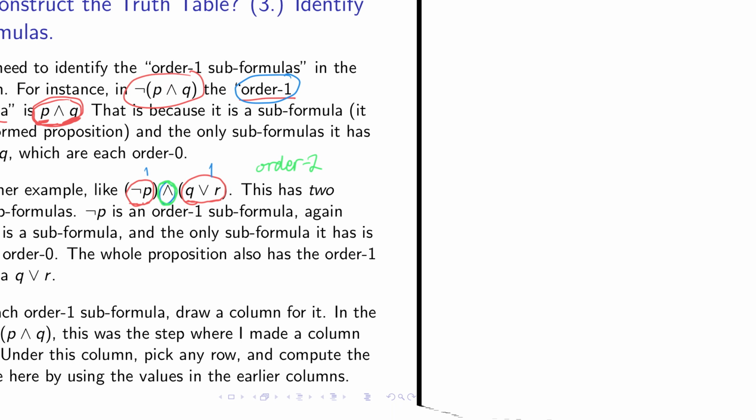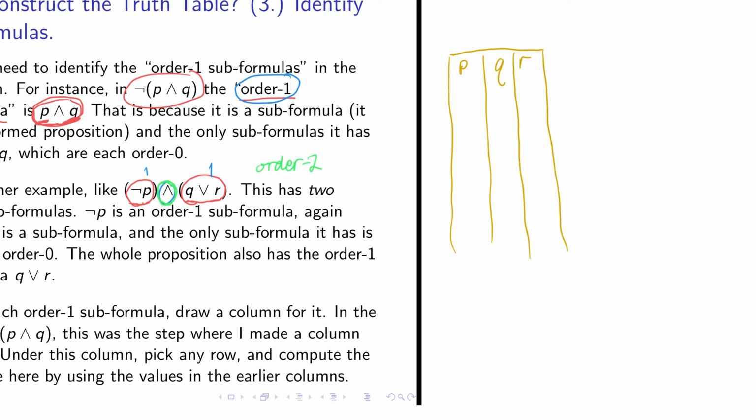But anyway, the relevance that this has for constructing the truth table is that we first construct the order 0 subformulas, that's this P, Q, R. So we are always starting by constructing the order 0 subformulas. We fill it in the way that we've already talked about. I'm going to keep doing it with P, Q, R, and maybe I'll use this proposition to demonstrate.